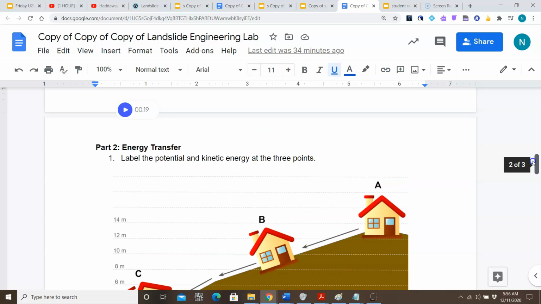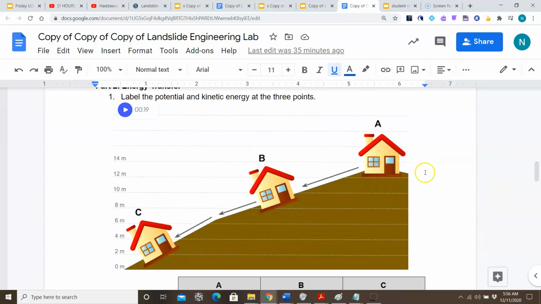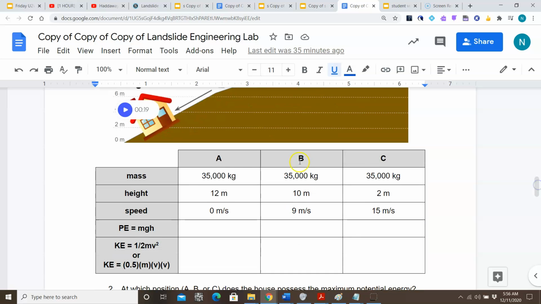All right, so part 2 is practicing using kinetic and potential energy equations. So here you have a house. It's at the top of the hill, so it's on A, at the top of the hill, and then it starts to slide down because of a landslide. So what you're doing is you're calculating the potential and kinetic energy of the house at parts A, B, and C using the information in the table here. So notice for A, it gives you the mass of the house, the height, and the speed.